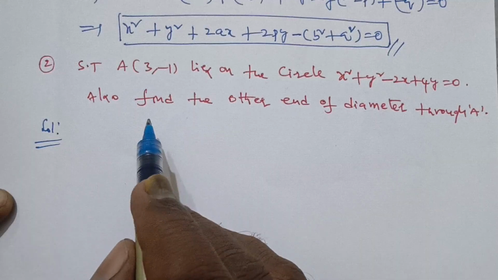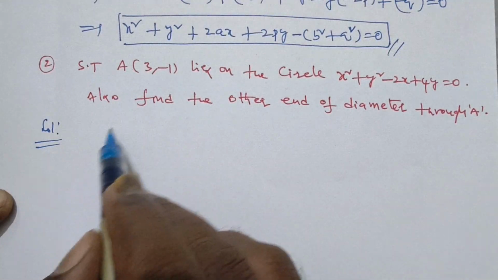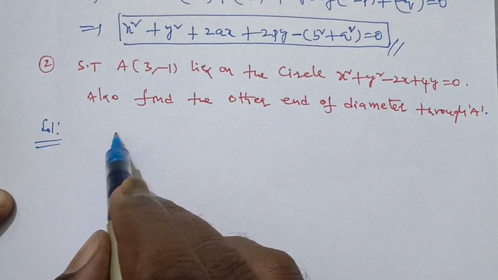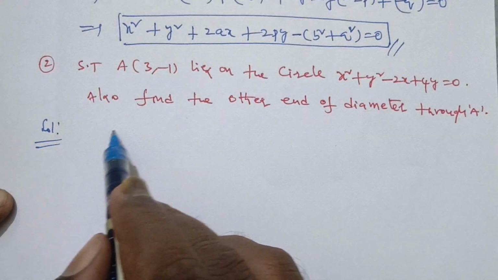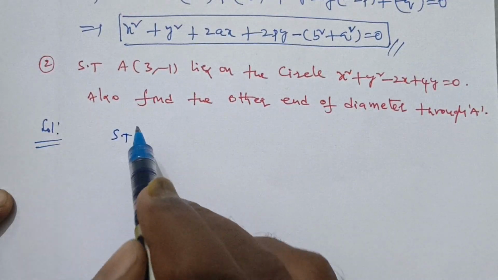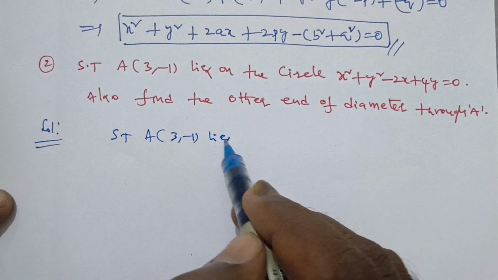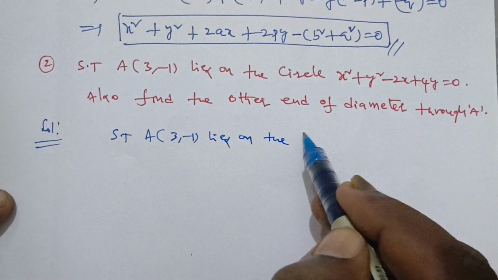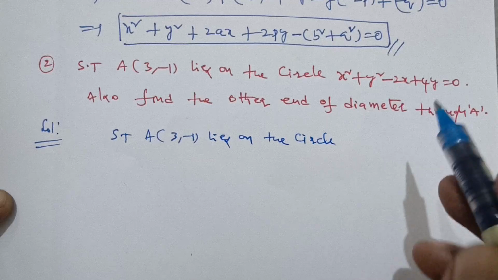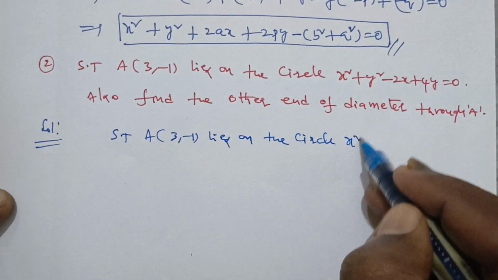Okay, so let us see here. Show that A (3, minus 1) lies on the circle. This is the first point we need to show.